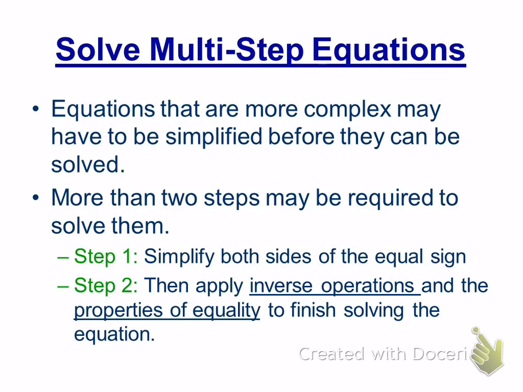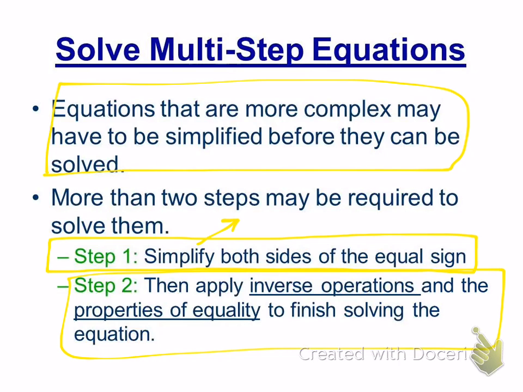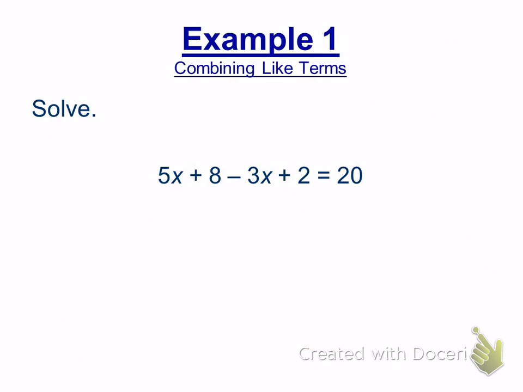Let's look at this first real quick. I forgot I had this slide in here. Equations that are more complex, this goes to what I was just talking about. More than two steps may be required. Step one, solving an equation, is always simplify both sides of the equal sign. What does simplify mean? Get rid of parentheses and combine like terms. And then the next step is to apply inverse operations to finish solving the equation and get the variable by itself. So step number one is always to simplify both sides of the equal sign.